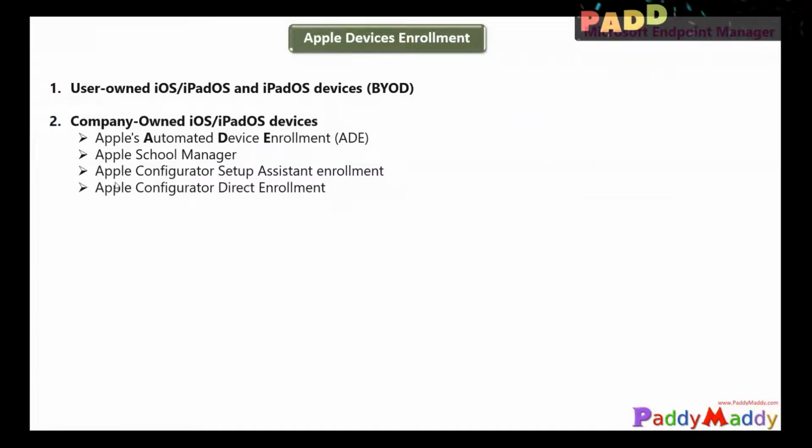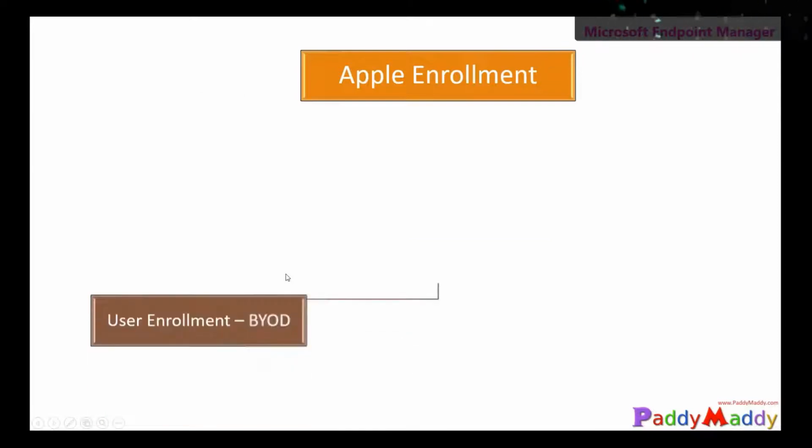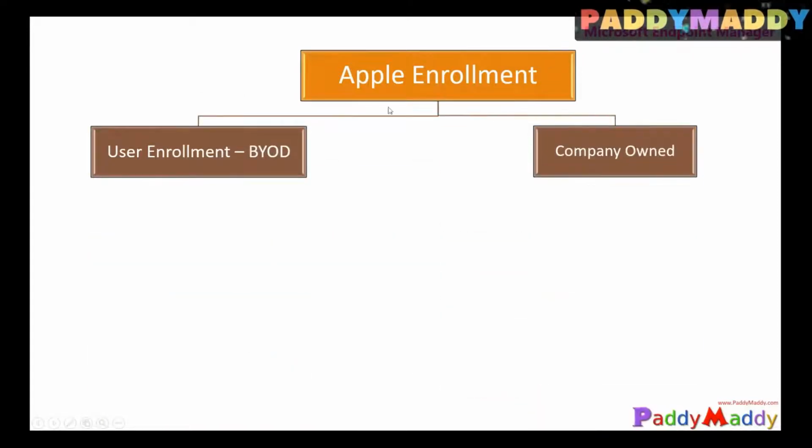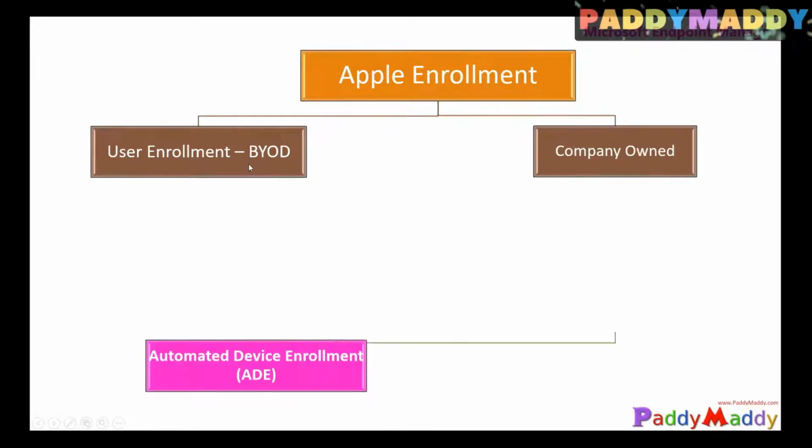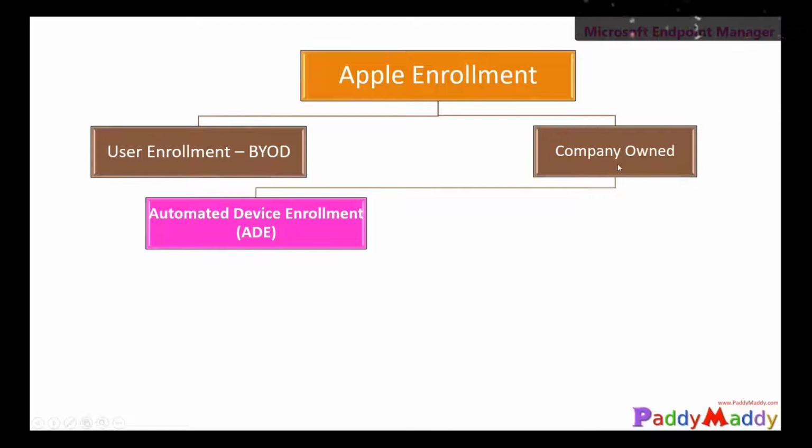I know I didn't talk about the last two yet, and I'm going to talk about them. If you try to remember it this way, like configurator, setup assistant enrollment, configurator direct enrollment, it's hard to remember, so I made it very simple. Apple enrollment can be done as user enrollment and company-owned enrollment. User enrollment is nothing but bring your own device. The other one is company-owned.